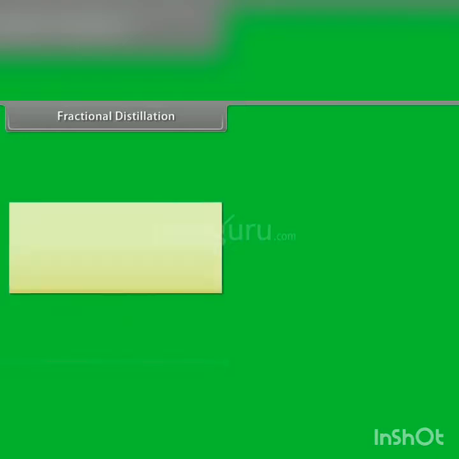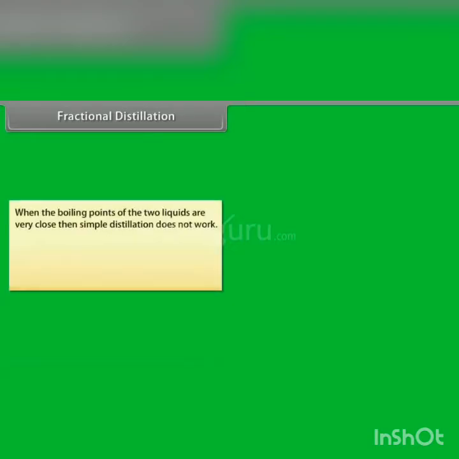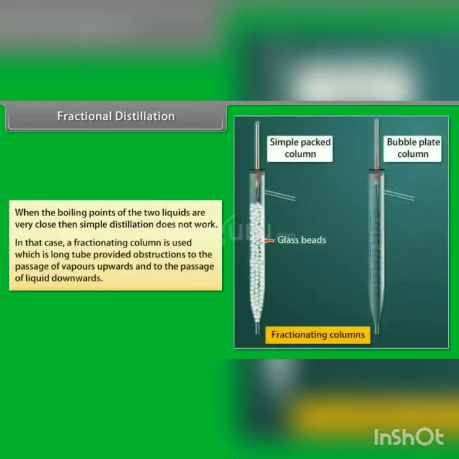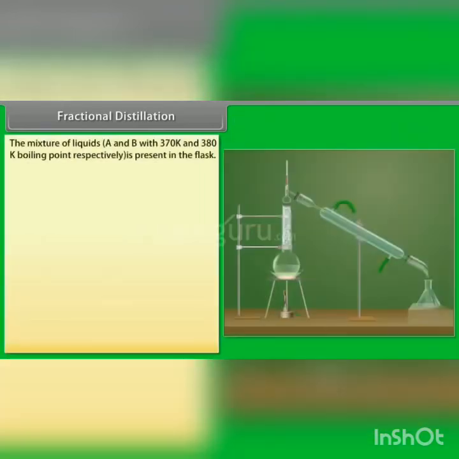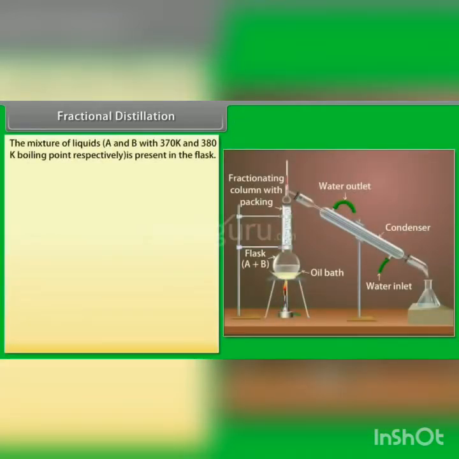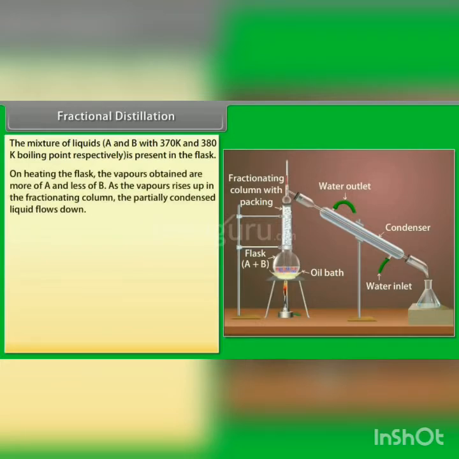Fractional distillation. When the boiling points of the two liquids are very close, then simple distillation does not work. In that case, a fractionating column is used, which is a long tube that provides obstruction to the passage of vapors upwards and to the passage of liquid downwards. The mixture of liquids A and B with boiling points of 370 Kelvin and 380 Kelvin respectively is present in the flask. On heating the flask, the vapors obtained are more of A and less of B.